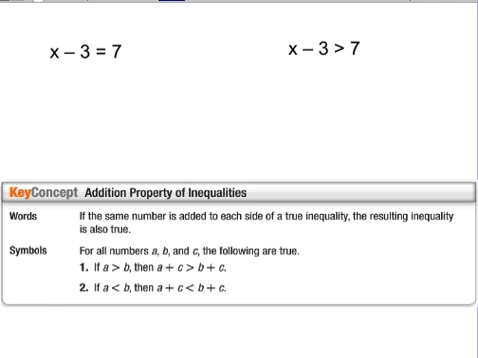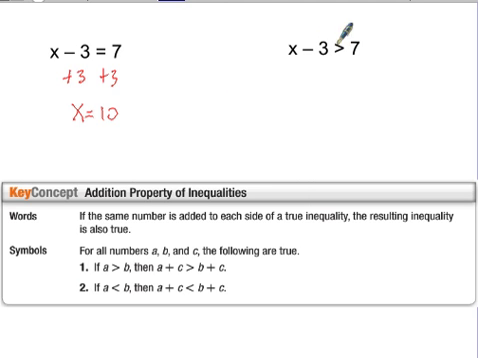Okay, so we will look at this. You guys know quite well how to solve the equation on the left there, x minus 3 equals 7. All you have to do to solve it is add 3 to both sides. And you would just have x equals 10, right? Okay, solving a linear inequality is the same steps.